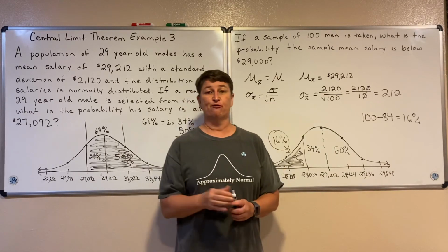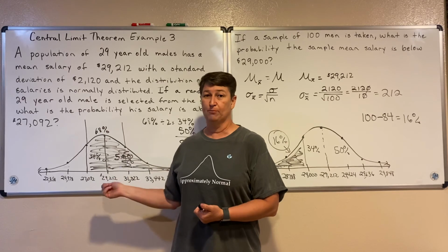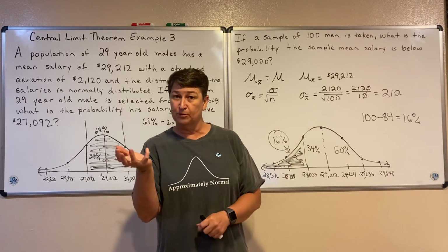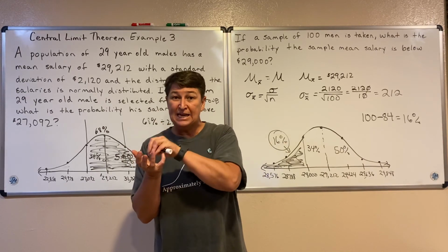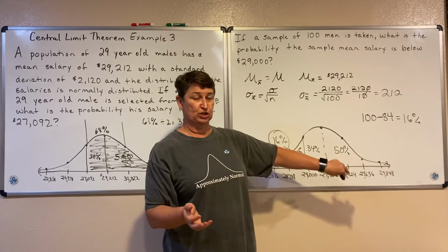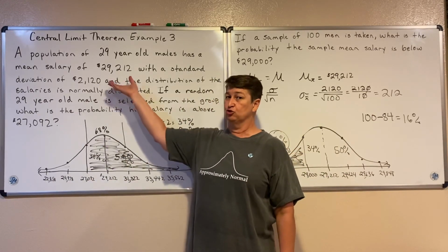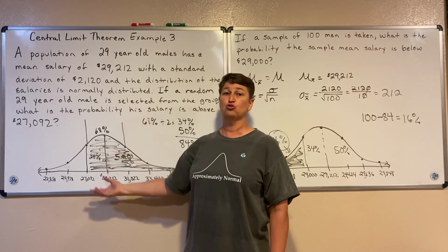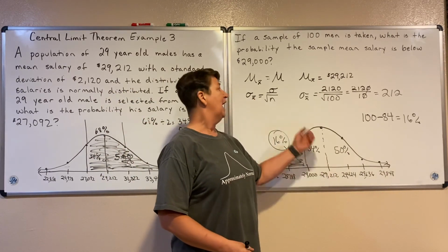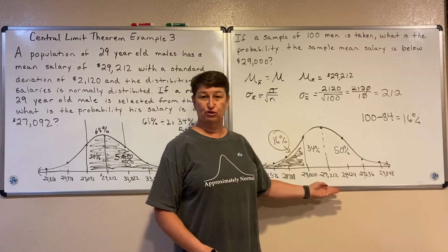So big difference here. Here I just collected 1 salary from 1 man. Here I collected a sample of 100 men, got a mean from that sample, and it was part of a new distribution. So when it was just normally distributed, I just used the numbers that we had to draw my distribution. But when I collected a sample, I had to figure out my standard deviation for this new distribution.